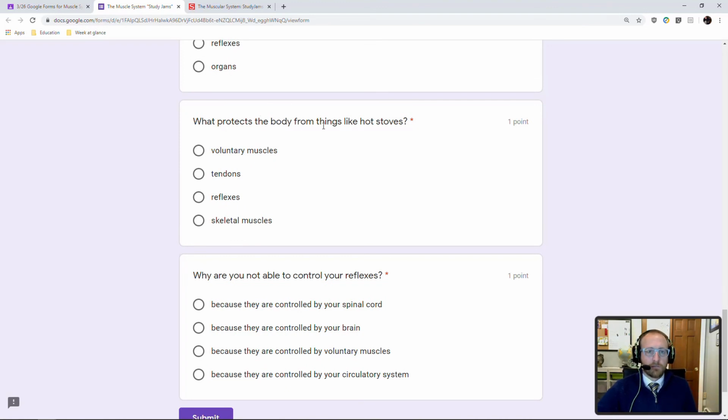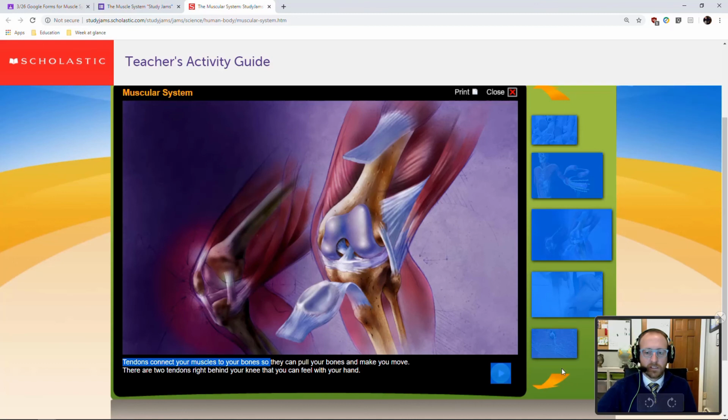What protects the body from things like hot stoves? I don't know. Common sense would help. Voluntary muscles, tendons, reflexes, skeletal muscles.